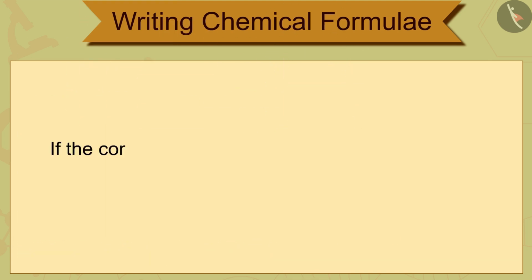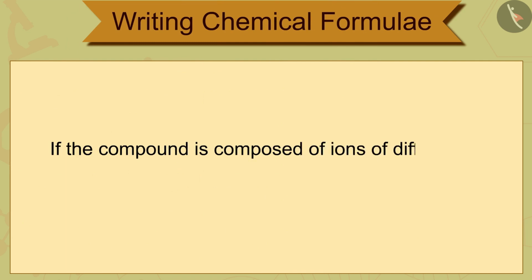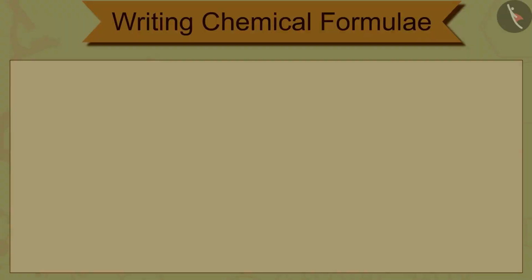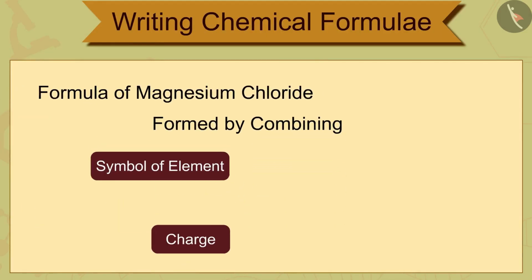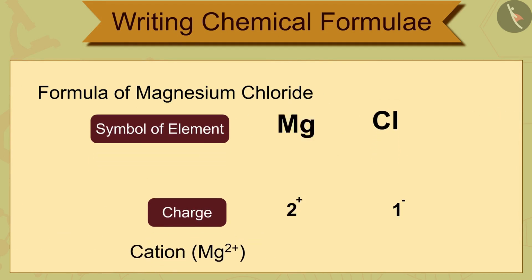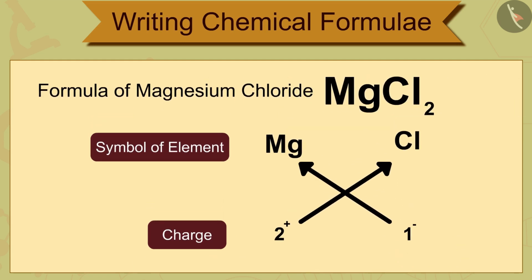But if the compound is composed of ions of different elements, then how shall we write its formulae? Let us understand this by an example. Magnesium chloride compounds are formed by combining magnesium Mg2+ and chloride Cl- ions. To find its formula, we write the symbol of cation Mg2+ first, followed by the symbol of anion Cl-. Then their charges are crisscrossed to get the formula, that is MgCl2.